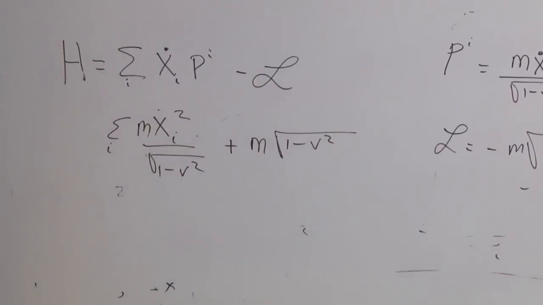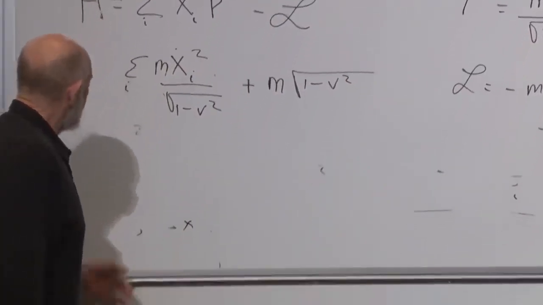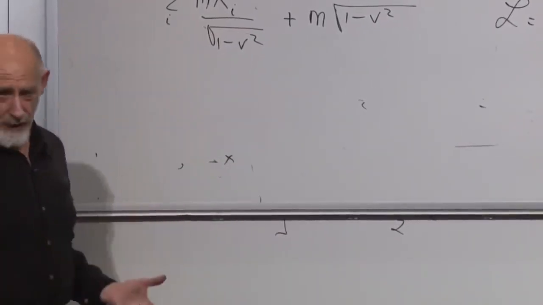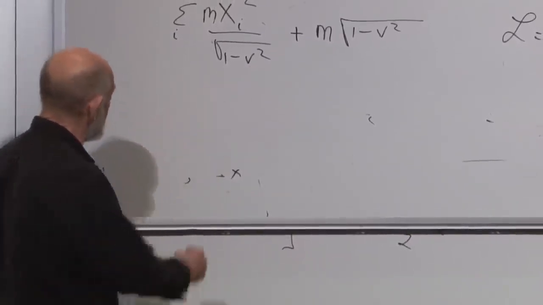Looks like a bit of a mess, but it is not. It is simple. First of all, x sub i dot squared, that's just the total velocity squared: x dot squared plus y dot squared plus z dot squared. That's what I call v squared.